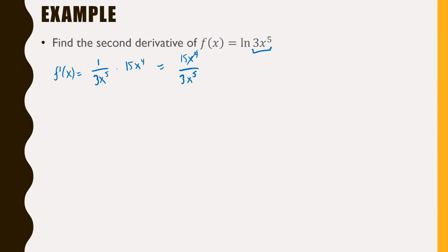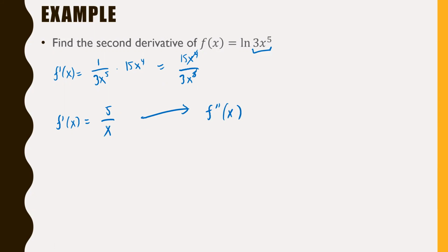Now, there's a fair bit of cleaning up that can happen here. Obviously, the x to the power of 4 and the x to the power of 5 are going to partially cancel each other out. But then we also have 15 divided by 3. Well, 15 divided by 3 is just 5. So that 5 is just going to be left over on the top. So we can say our first derivative is just going to be 5 over x, right? Now we have to take the derivative of this function. So the second derivative, in other words, is going to be a little trickier.